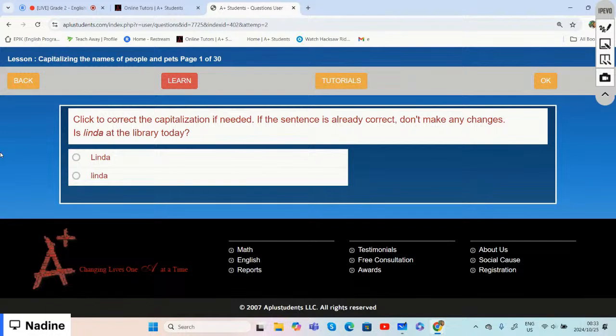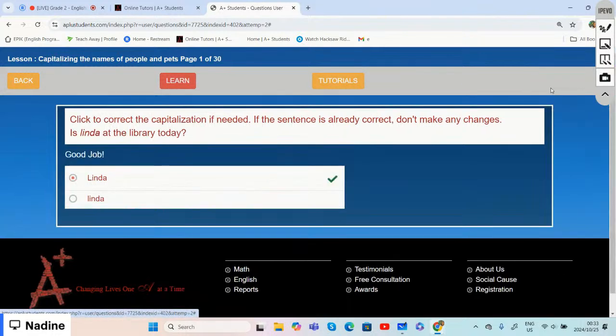All right. So now we need to correct the capitalization within the sentence. It says, is Linda at the library today? We need to choose the correct option. Is Linda at the library today? What is the correct word? Is it option one, Linda, or option two, Linda? And if we were to choose the correct option, then we would say option one, capitalize Linda.